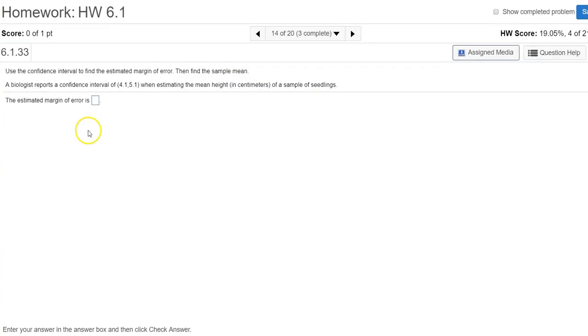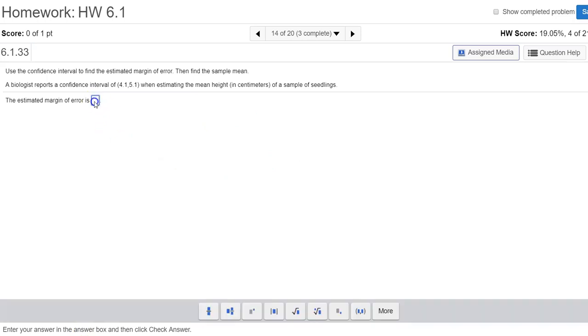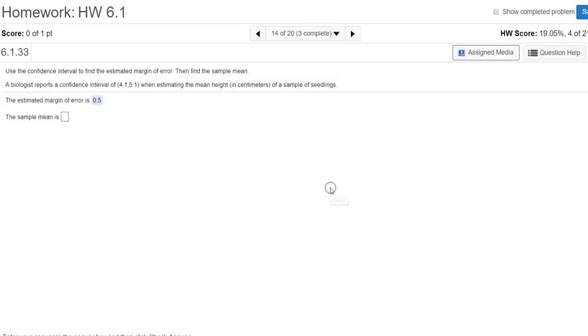Okay. In this problem, they ask us to estimate the margin of error. And I think we did that in the previous one. Margin of error is upper limit minus lower limit, which is 4.1, divided by 2. In this case, my margin of error is 0.5. Let me go ahead and put that 0.5. Check my answer. Very good.